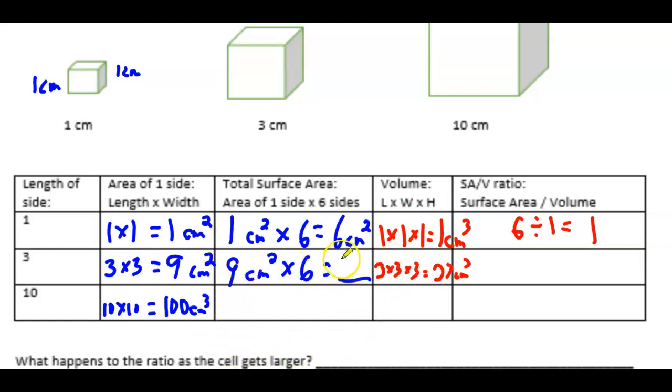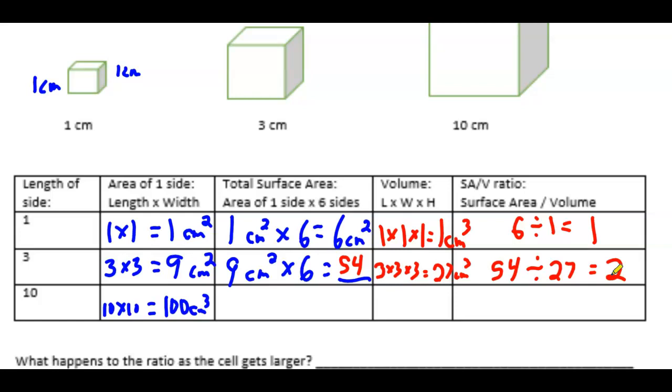Okay. So this guy down here, let's see. 9 times 6, 36. No, 54. Okay, so this would be 54 divided by 27, and that surface area to volume is 2. Okay, and then you can do the last one.